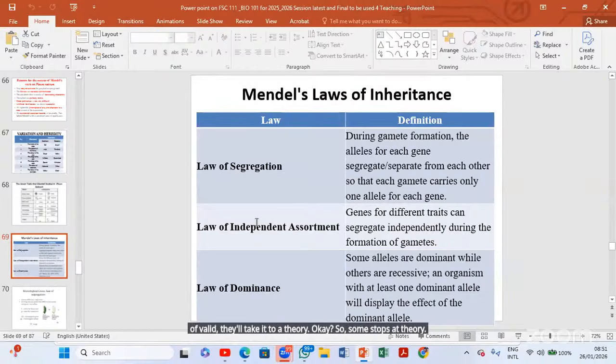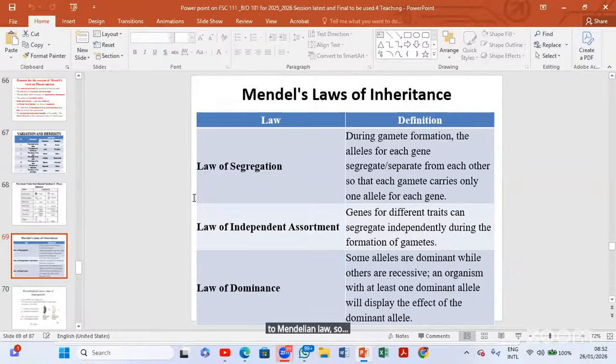They couldn't become law because there are some exceptions that will not make such a theory become law. So they stop at theory. To become law, there must be no exception to the theory, and then it becomes law, and that makes it valid. So out of the three, only two were able to scale through to become laws. That's why we always talk about the two Mendelian laws.